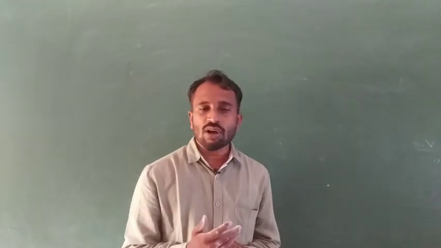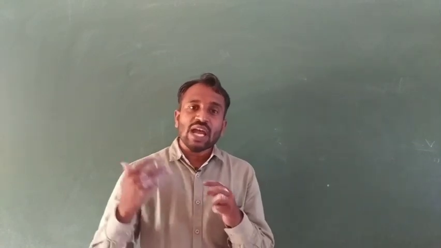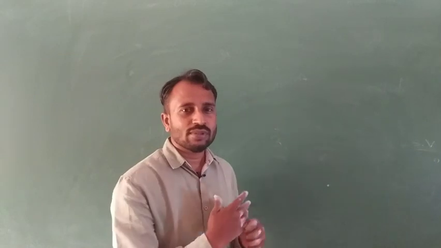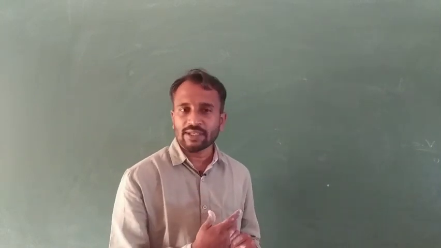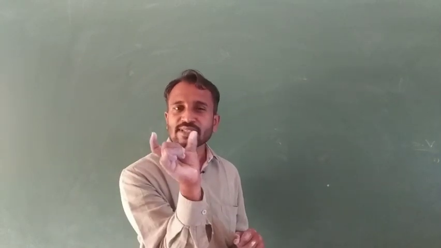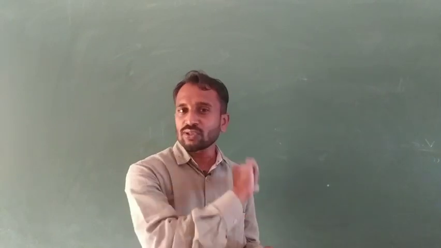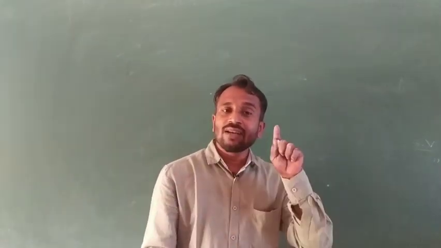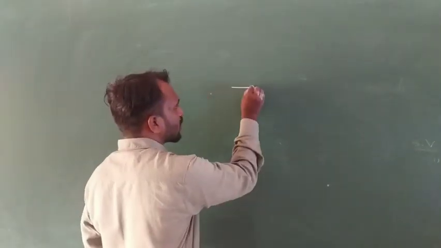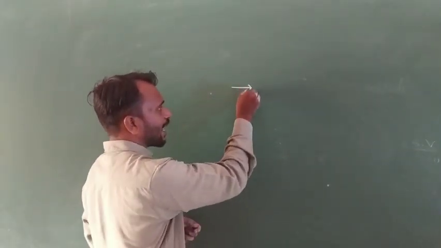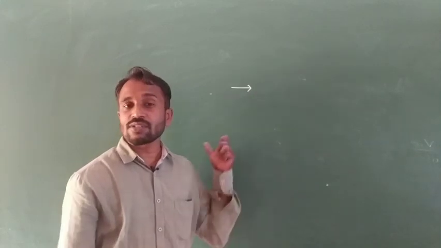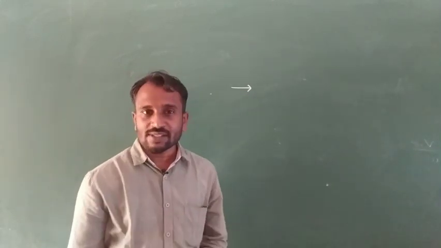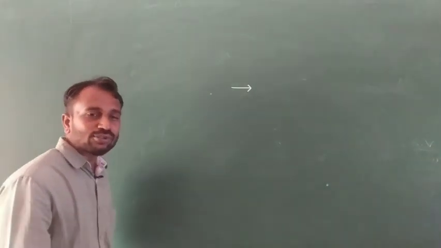And the representation of vectors. Here an arrowed line is the representation of a vector. The line represents magnitude and the arrow represents a particular direction. A straight line represents magnitude and the arrow mark represents direction. So this is the representation of a vector.